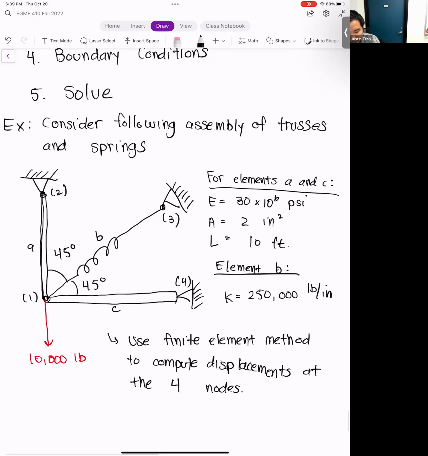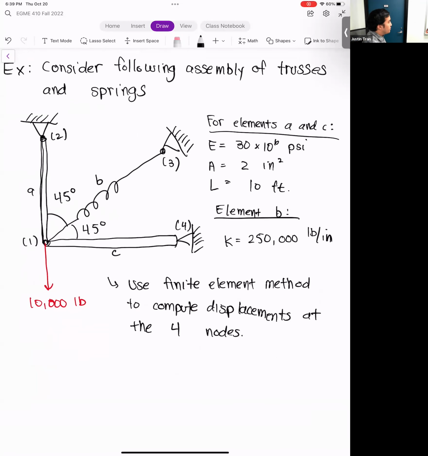So that's the setup for the problem, and we have 3 elements here. What you'll see is that because one of the elements is horizontal and the other is vertical, that's going to save us a lot of work. It's not going to be nearly as painful as the last example, but it's still going to be quite a bit of work. Any questions on this?